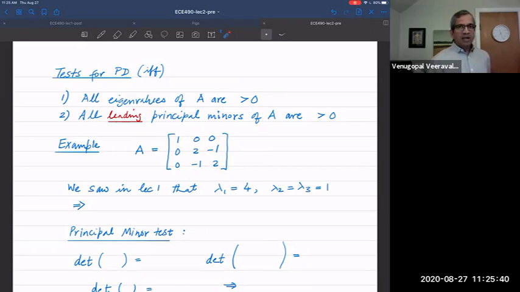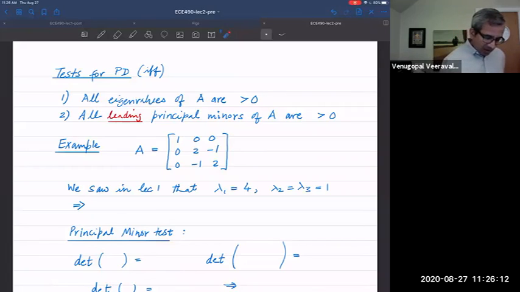So if you can check the principal minors, basically the principal minors actually are the determinants of those matrices. That's the definition of principal minor, not just the matrix itself, but its determinant. So if you can just check that all the leading principal minors of A are positive, then you can conclude that the matrix is positive definite.